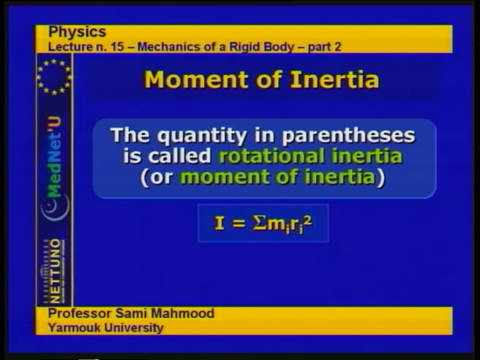Notice a few features of this quantity. First of all, it depends on the axis of rotation. So I is usually defined with respect to a specific axis of rotation.